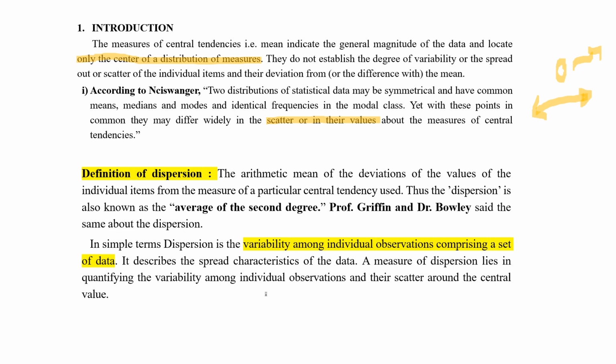It describes the spread characteristics of the data. A measure of dispersion lies in quantifying the variability among individual observations and their scatter around the central value.